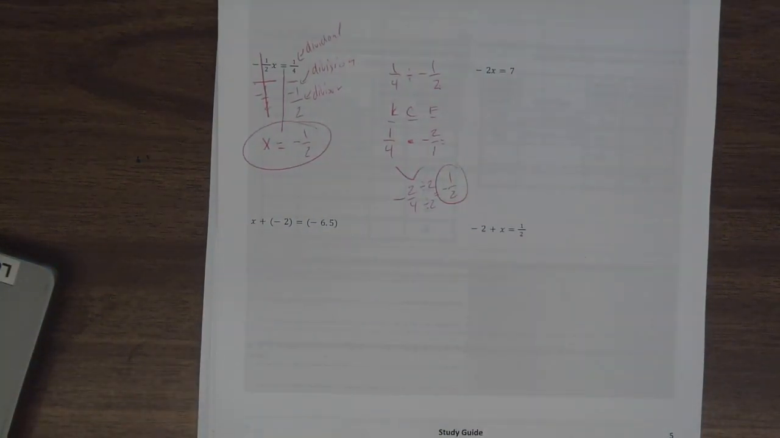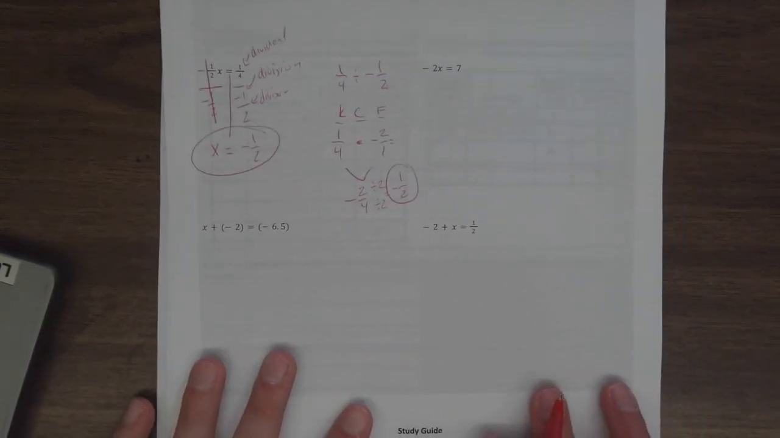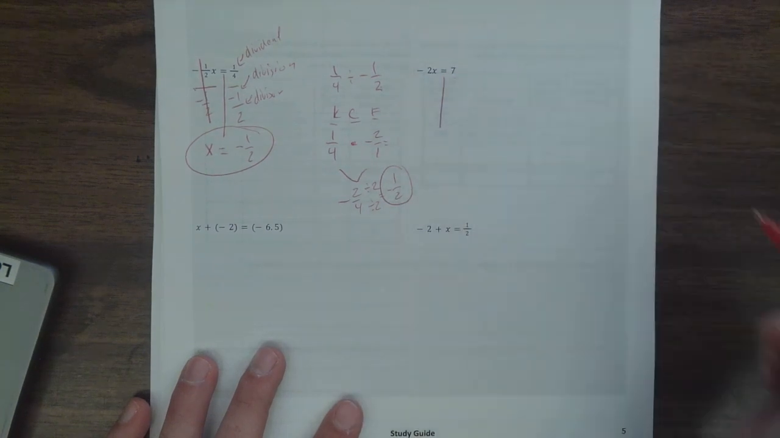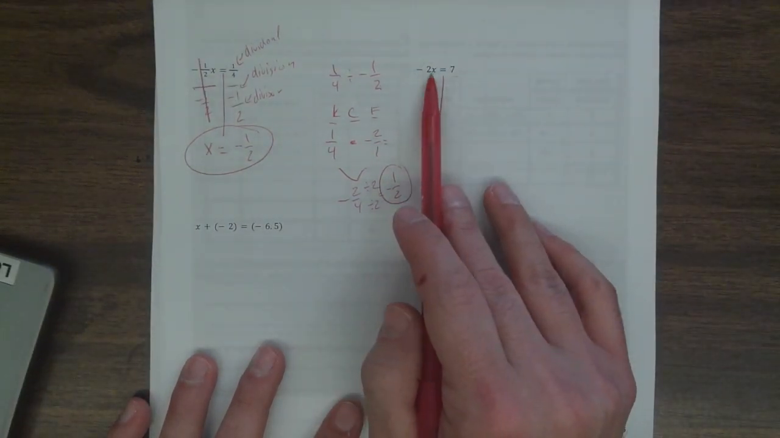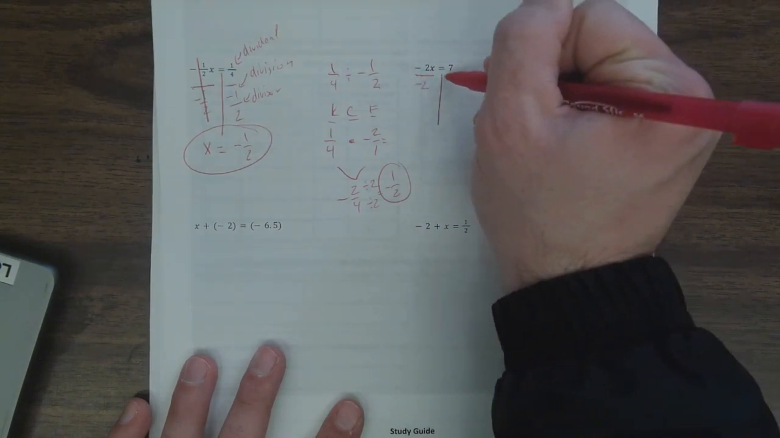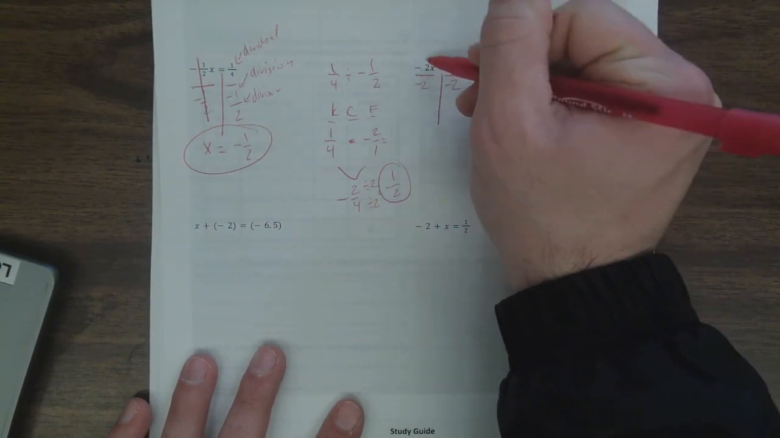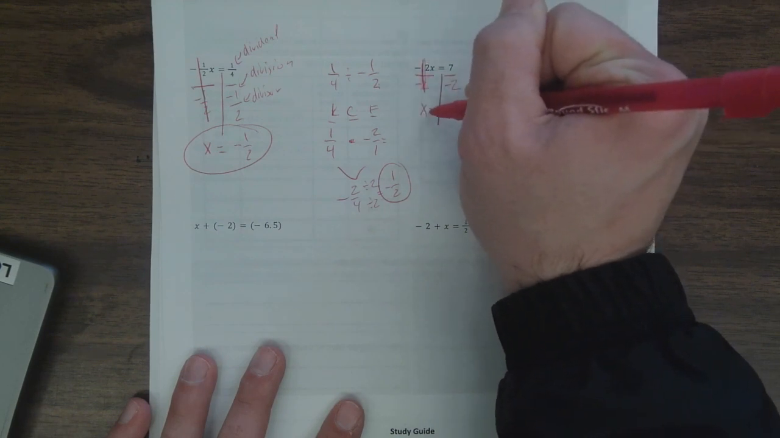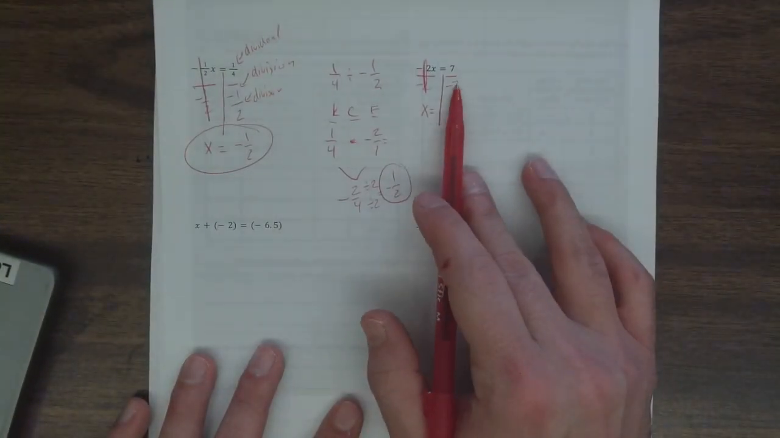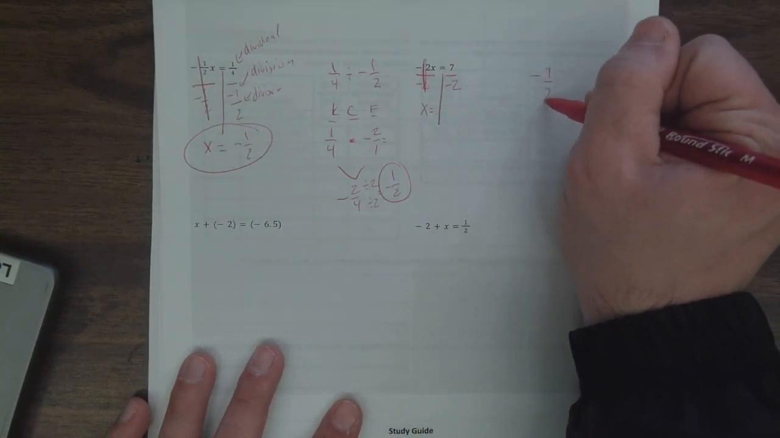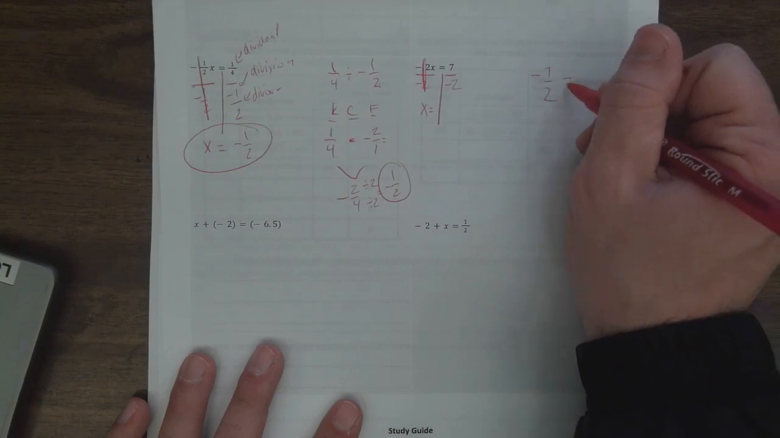All right, going on to our second one-step equation. Here we have negative 2x is equal to 7. So this is negative 2 times x, and what I can do is divide both sides by negative 2. Negative 2 divided by negative 2 is just positive 1. So I'm left with x is equal to 7 over negative 2, which is an improper fraction, and I want it as a mixed number.